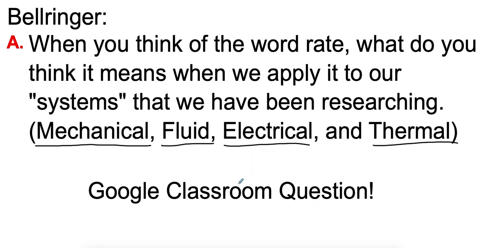So essentially, rate is just how fast something is moving. Mechanical systems would be how fast those parts are moving or how fast the machine is moving. Fluid system would be how fast the water is moving. Electrical system would be how fast the electricity is moving, which would be your charge, how fast your voltage is moving. And then thermal systems would be how fast your temperature is moving. So that in general is rate. Okay.